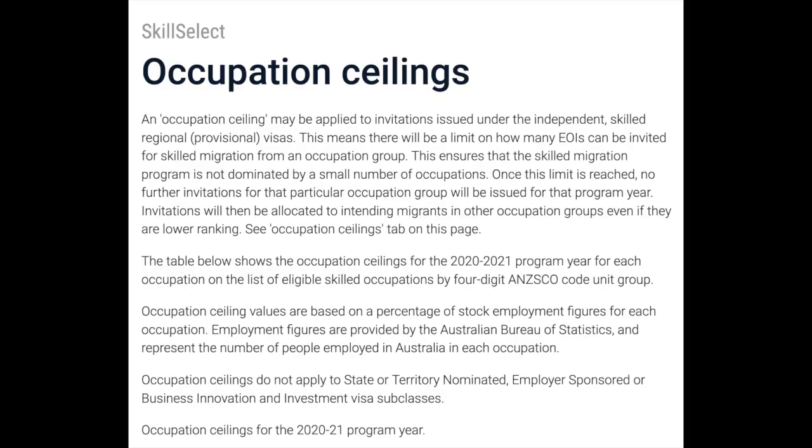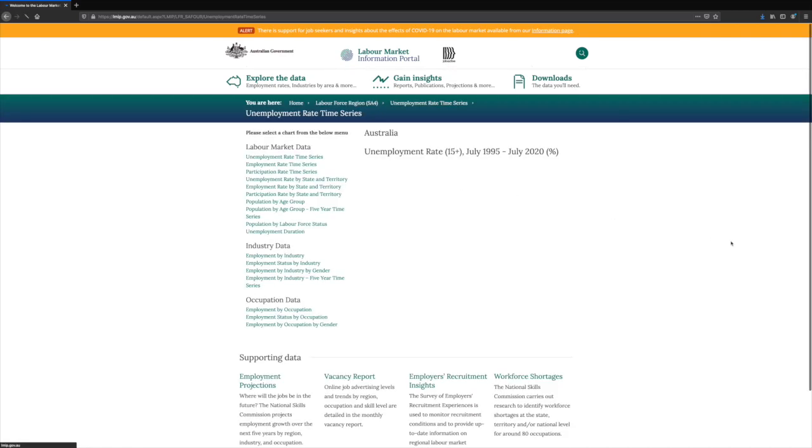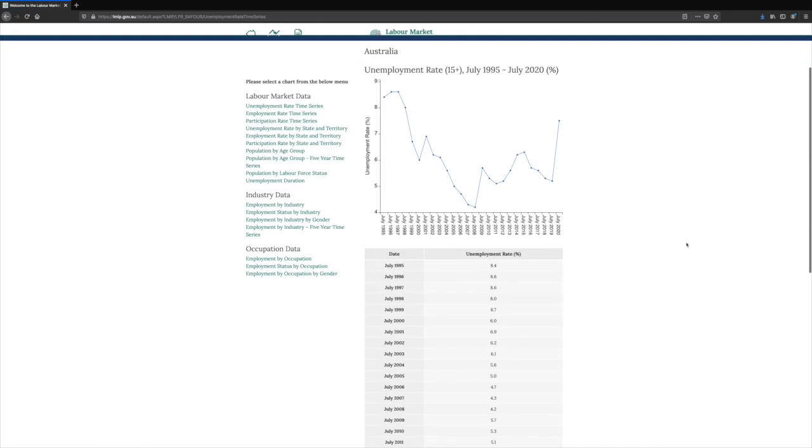Now let's go back to the description of occupation ceilings. Occupation ceiling values are based on a percentage of stock employment figures for each occupation. Now, it's very important, if you're a prospective migrant, to follow the Labour Market Information Portal website, lmip.gov.au, which gives you the unemployment rate from time to time. Yesterday we got the unemployment rate as well.